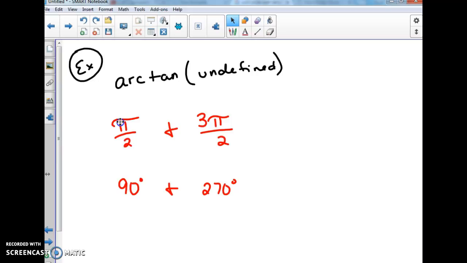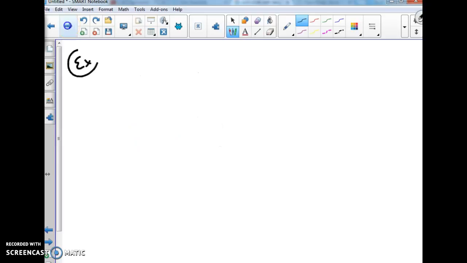Okay, so you're just looking for those values that meet your unit circle. Now, if they ask you to estimate it, you can go ahead and plug that right into your calculator. That's no big deal. But if they're asking for an exact value, then you've got to use your unit circle.